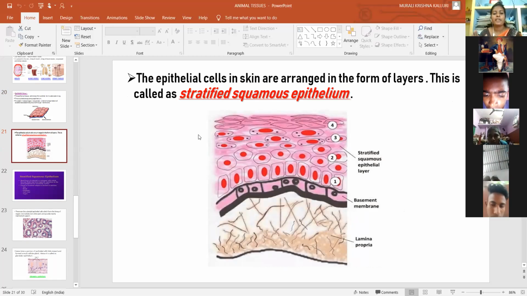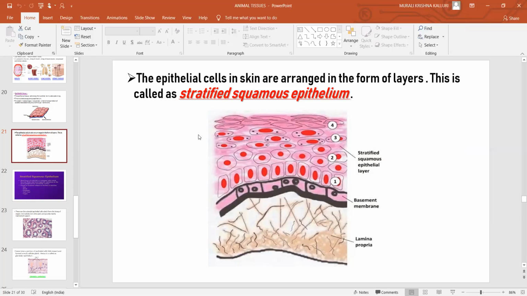Next, the epithelial cells in skin are arranged in the form of layers. The cells of the epithelial tissue are arranged in layers, one layer after another. This is called stratified squamous epithelium.